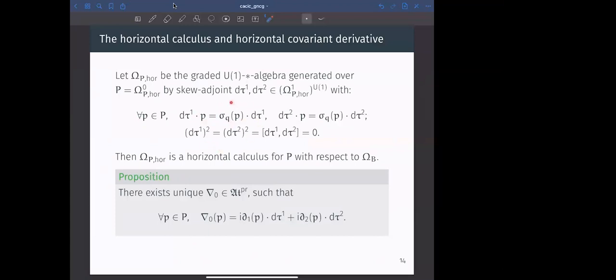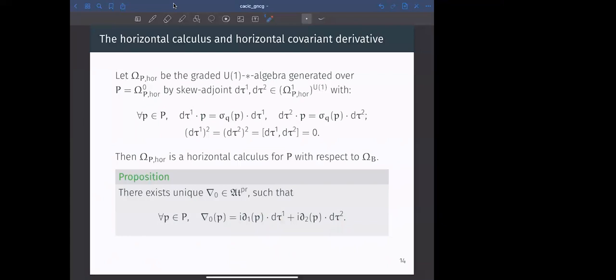And now we can check that this is a horizontal calculus for P that correctly reduces to the usual algebra of differential forms on the base. And the proposition is that there exists a unique prolongable gauge potential, nabla naught, corresponding to those constant curvature connections. So we really can package. If you're satisfied that a horizontal covariant derivative does satisfactorily encode a principal connection, then this is the principal connection that induces all the constant curvature connections on the line bundles.